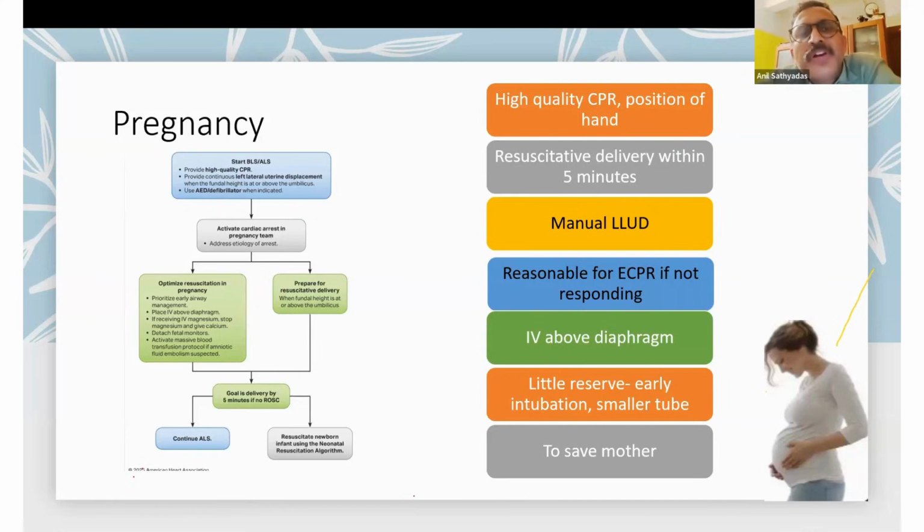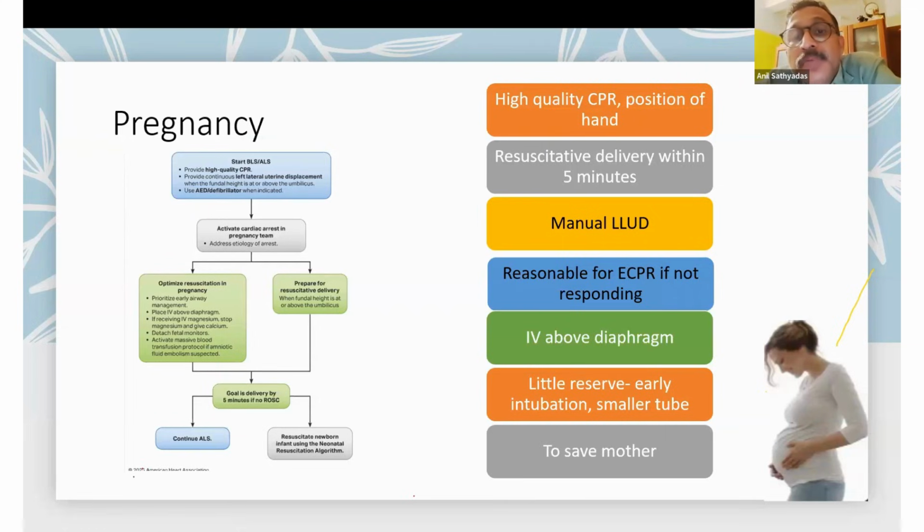So in the 2025 guideline, what they recommend is to start thinking of resuscitative delivery the moment you diagnose cardiac arrest. That is interesting. The moment you identify cardiac arrest in a pregnant patient, you think of doing this, and that should be completed within 5 minutes if there is no ROSC. And never forget your manual lateral uterine displacement. That can be done with our hand.